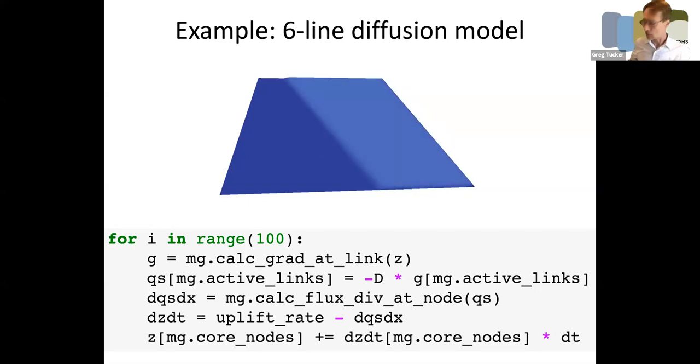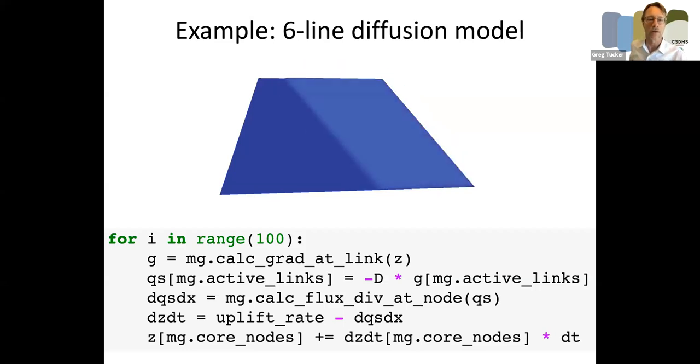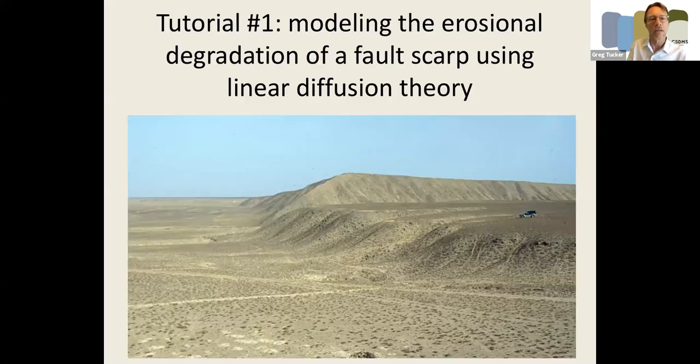Okay, so let me talk a little bit about the example. This indeed is the example we're going to work with most of this afternoon. The idea is here, we have a fault, a tectonic fault, and there have been one or more earthquakes on that fault that have raised up one side of the landscape. And at the same time, the sharp edges of that landscape have been smoothed off by the transport, erosion, and deposition of soil to create something like the fault scarp that you see in this picture. So this is our modeling target.